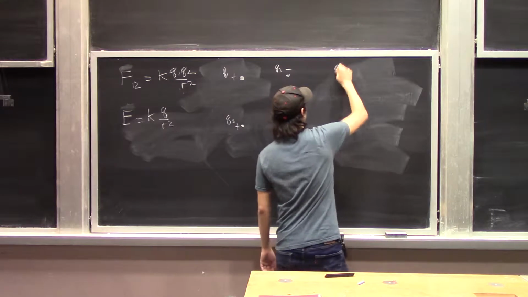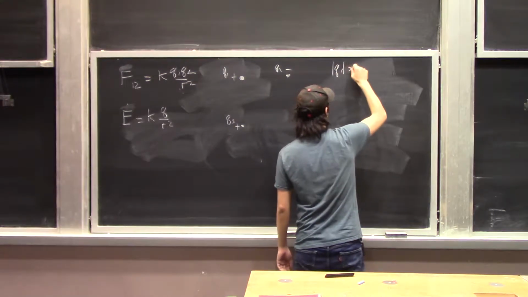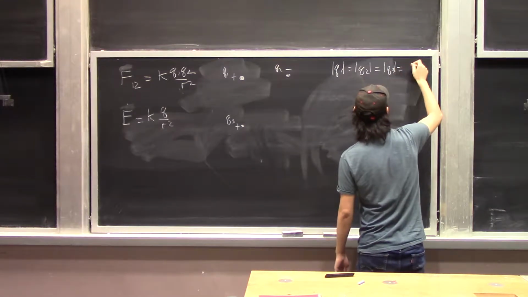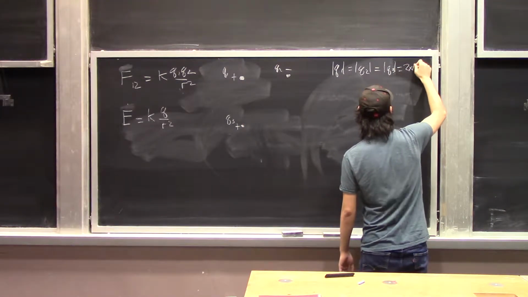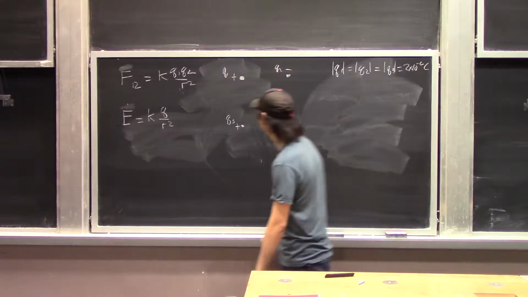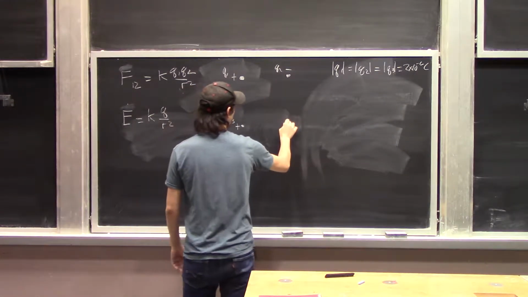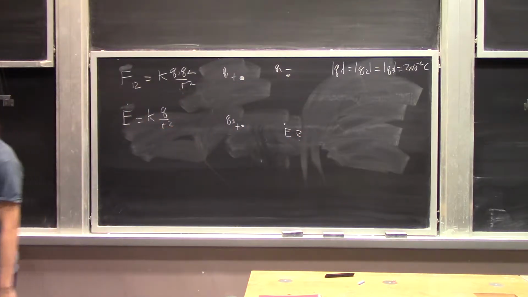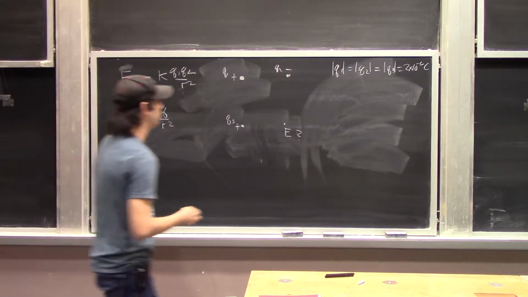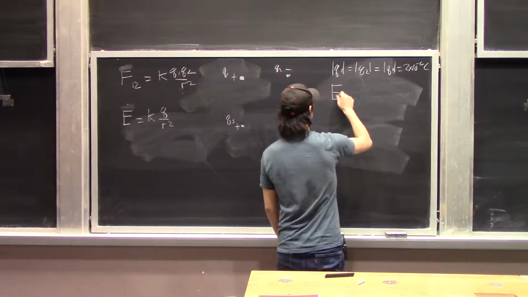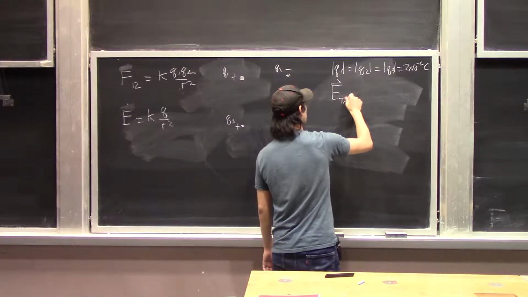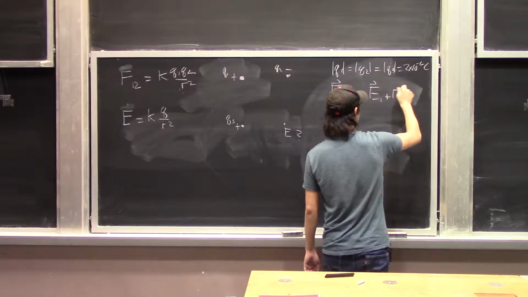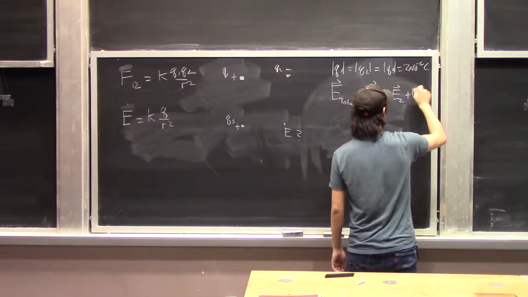The magnitude of Q1 is equal to the magnitude of Q2, which is equal to the magnitude of Q3, which is equal to 2 times 10 to the negative 6 coulombs. That's just a given. And what we want to do is find what the electric field is at this point. Okay? In order to do this, the vector electric field, E vector total, is going to be equal to E vector 1 plus E vector 2 plus E vector 3.